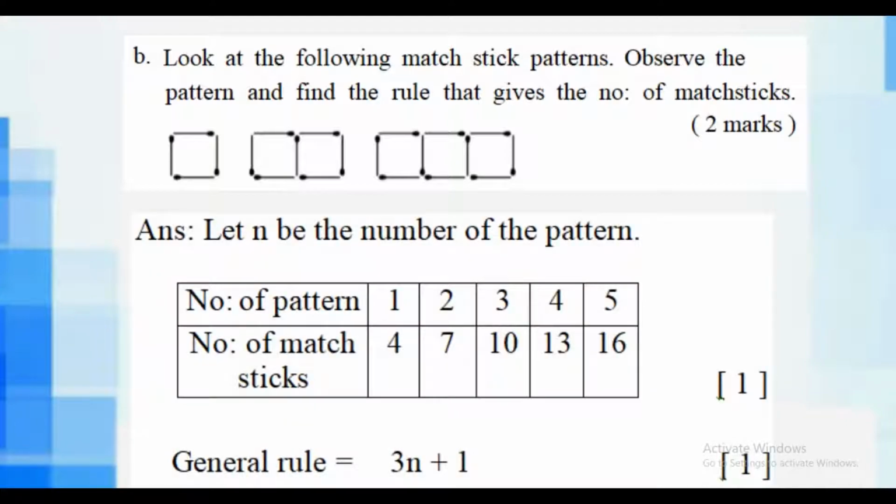To answer such a question, we have to consider n as the number of the pattern. Then, we form a table with the number of patterns and the number of matchsticks. Forming the table carries 1 mark, and if you write the rule correctly, it carries 1 mark. So, total 2 marks will be there in this question. That's the end of section A questions.